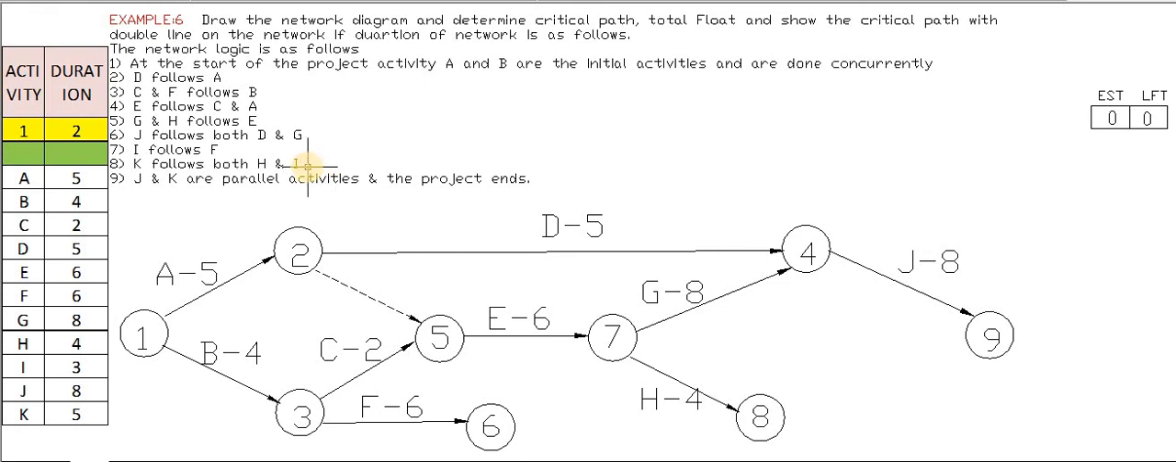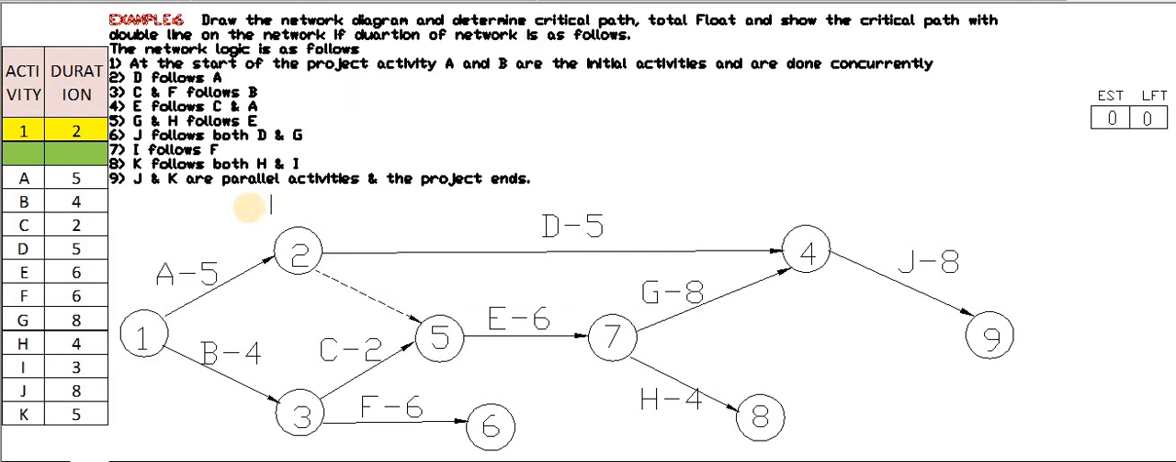Again we will read serial number 8 also, because H and I are meeting at the same point, and K follows. That means H and I will be meeting at the same point. Simultaneously we have to read the next sentences also, because all the activities are interlinked with each other. Therefore we have to read the next sentence also.